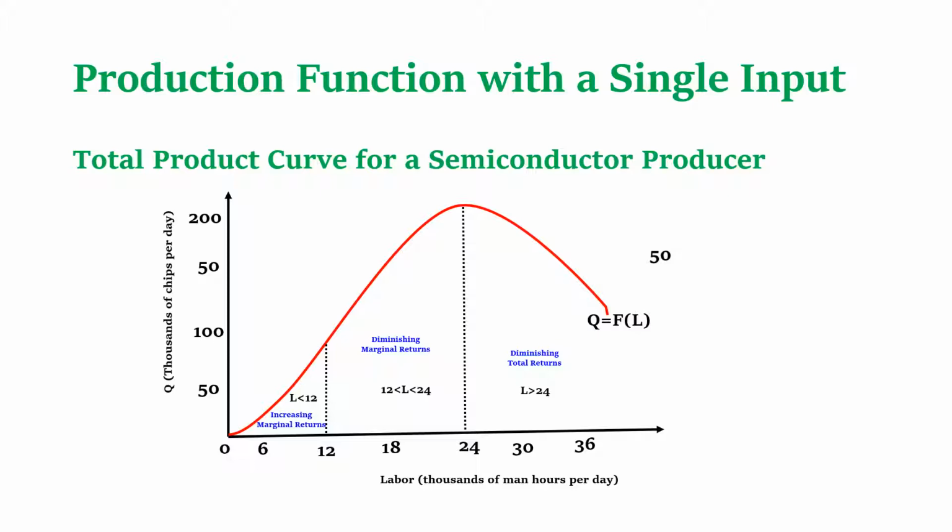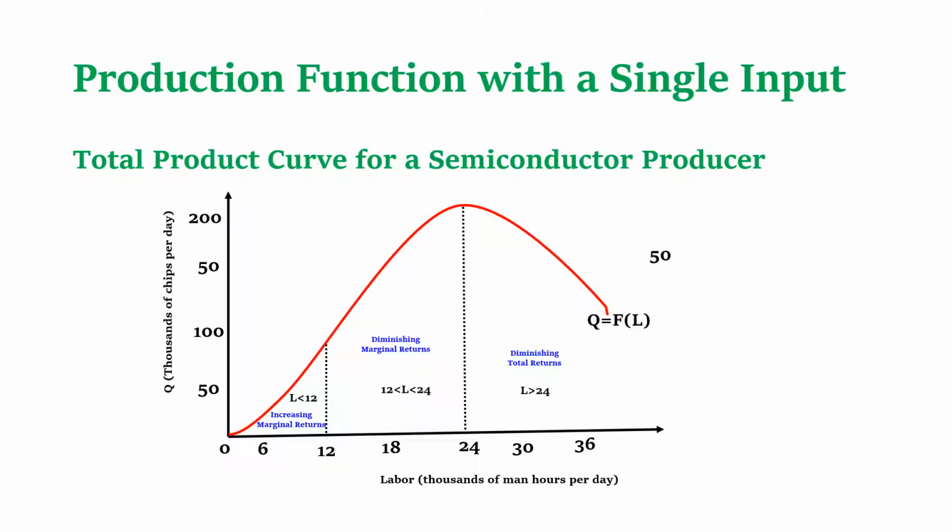Now, beyond L equals 12, there is what? Diminishing marginal returns to labor. Here, the farm has exhausted its ability to increase the labor productivity of workers through specialization. And because of that, we have output increasing, but at a decreasing rate. That is, it is increasing sluggishly.